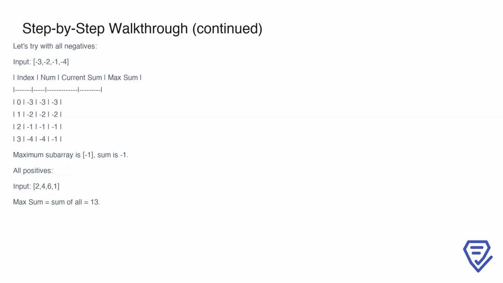Now, let's examine an all-negative input, such as -3, -2, -1, -4. CurrentSum is always reset since adding further negatives never helps. So, the algorithm keeps updating maxSum with higher single negative numbers, and the answer is -1 from subarray [-1]. With all positive numbers, for instance, 2, 4, 6, 1, currentSum and maxSum both accumulate as we progress. The answer is the total sum, which is 13. These cases show how Kadane's algorithm automatically adapts to different types of input arrays.